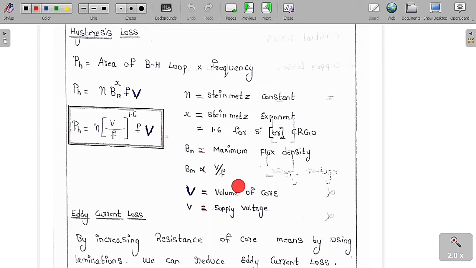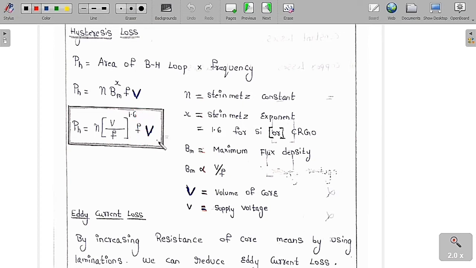So therefore we can say clearly Bm is directly proportional to V by F, where V is called the supply voltage and F is called the supply frequency, where this capital V is called the volume of the core and the small v is called the supply voltage. So this is the thing that you always have to remember. So Bm is directly proportional to V by F, the power of 1.6 into F into volume of core.